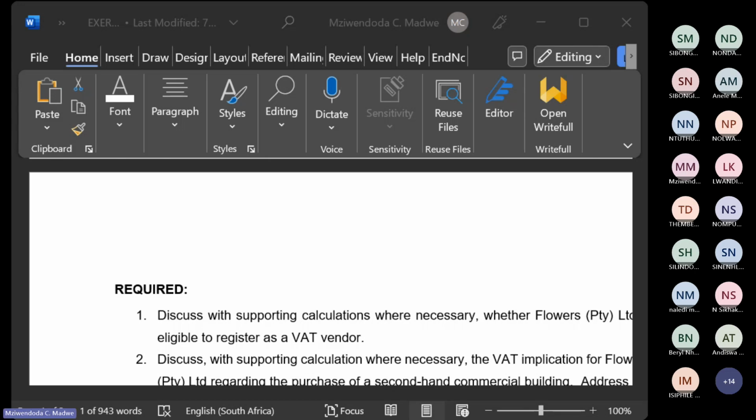So if you have been given a value which is inclusive of VAT, the first thing in determining the value of taxable supply is that you must first exclude VAT. You know how to exclude VAT. It's the value times 100 divided by 115. That is what you have to do in order to register as a VAT vendor. So you have to do that.